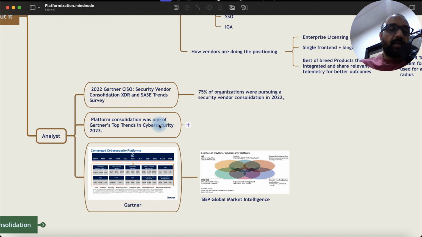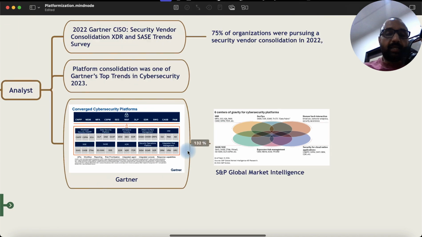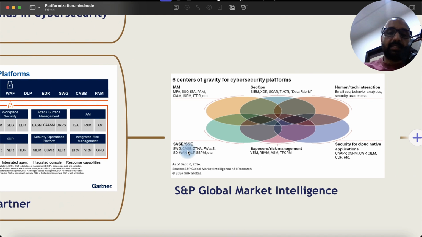In 2023, one of their blogs mentioned that platform consolidation is one of the top 10 trends that Gartner is seeing. And then I read another article from S&P Global Market Intelligence, where they said there are 6 centers of gravity for cybersecurity platforms, and these are IAM, SecOps, Human Tech Interaction, SASE, SSE, Exposure and Risk Management, and Security for Cloud Native Applications. Essentially, this article talks about how different companies or features that used to exist as separate companies are now getting consolidated under 6 centers of gravity or pillars in the cybersecurity industry.